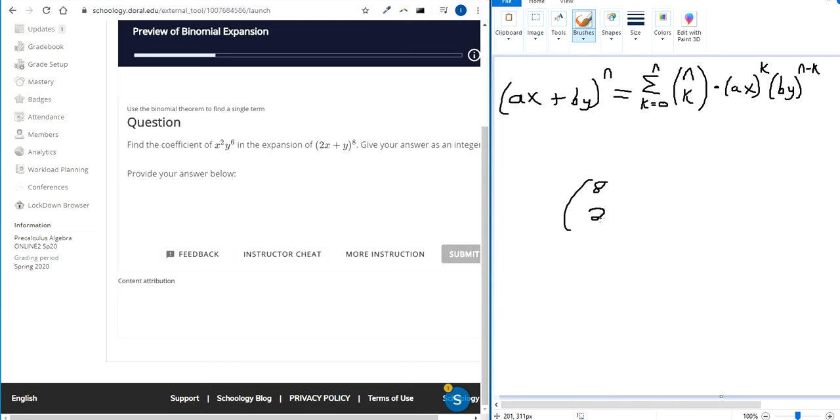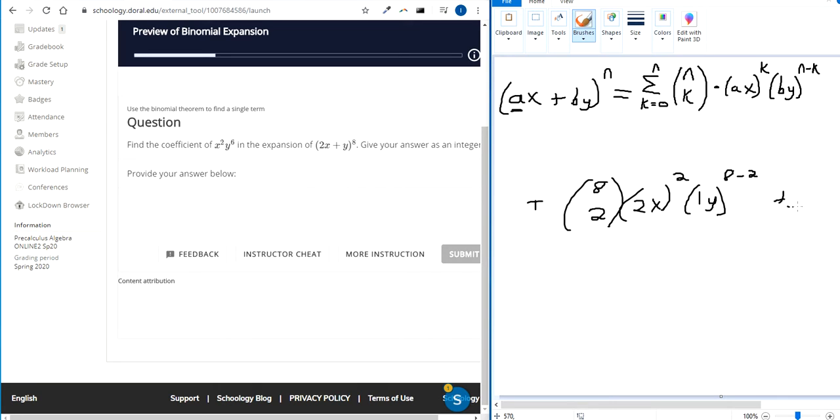K is 2 because that's the power on top of that first variable, the x variable. And so careful with your a. You have 2x to the second power. And then we got b is 1, right? Because there's no number in front of our y there. We got 1y to the 8 minus 2 power. That's what that term is going to look like.